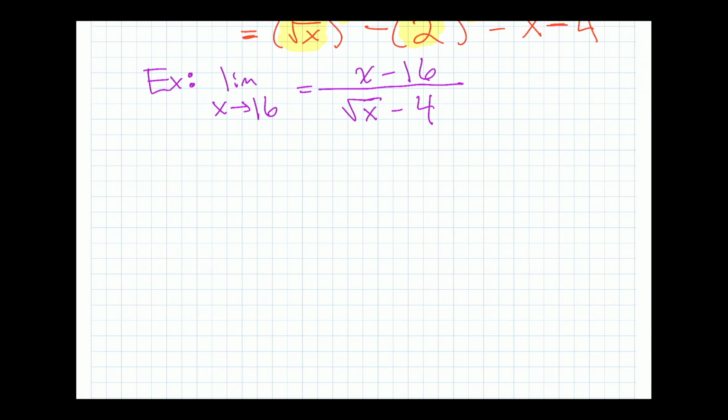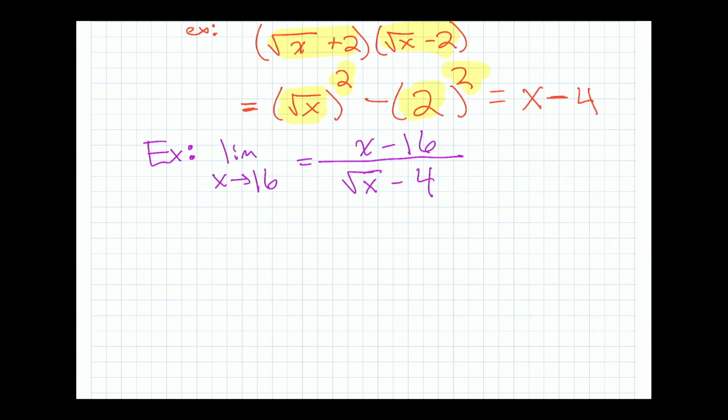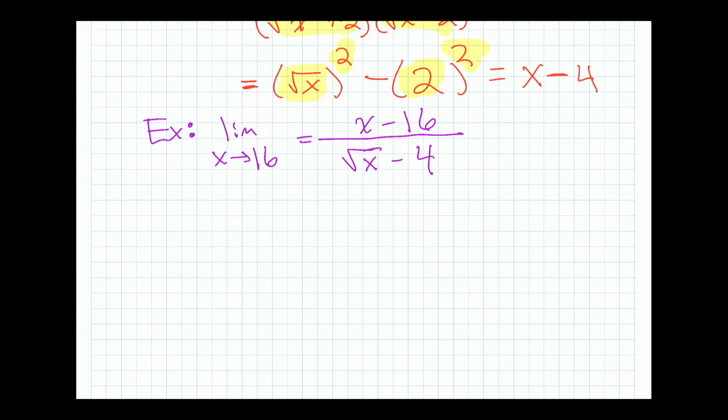That'll work. So let's say this is our problem and we're trying to evaluate it. The first thing you try is you just try to plug in the 16, just because you want to make sure that you have to do something complicated. If it's just plug in the number and stop, you want to know that now. So put in the 16. You get 16 minus 16 over square root 16 minus 4. That's 0 over 0. So check that first. It's 0 over 0. You know that means we have more work to do.